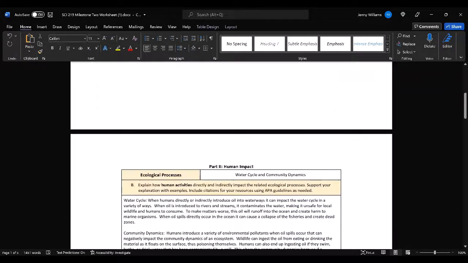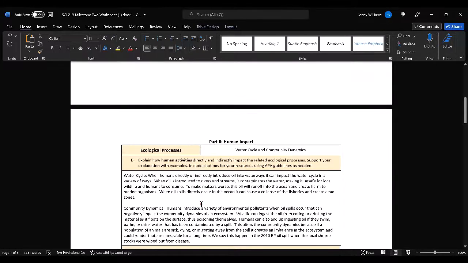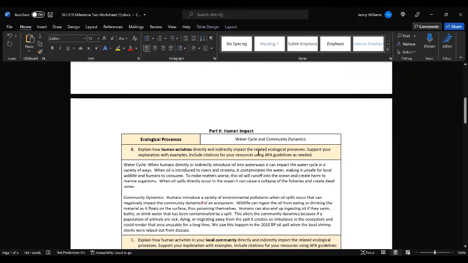So remember that my original topic was about oil spills. Whenever I chose the ecological processes, the 2 that I chose that made the most sense that were being impacted by oil spills were the water cycle and community dynamics. So you can just place the processes here.